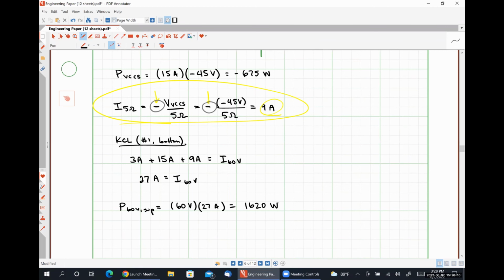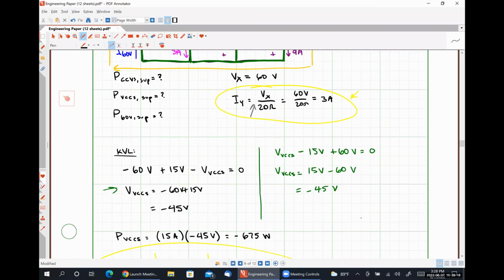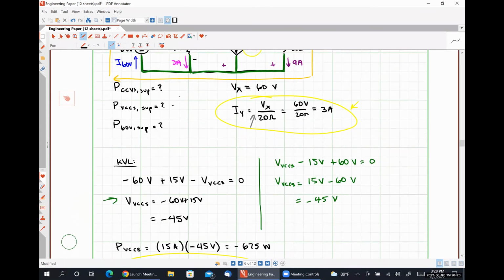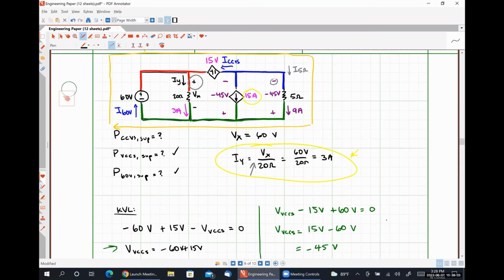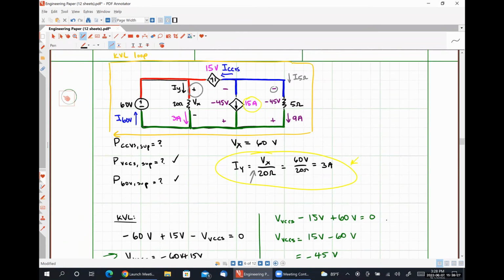All right, so we have one last thing to figure out, right? We determined this guy, we have determined this guy. The last thing we need is the power supplied by our current controlled voltage source. Let's do what I've been doing, and whenever we figure out new information, let's add it.